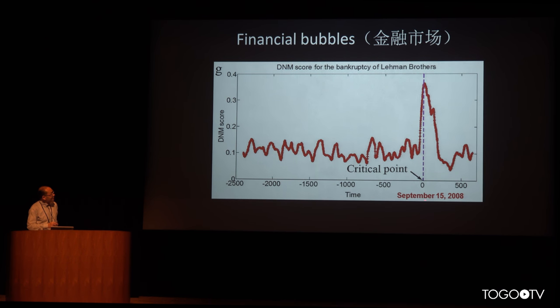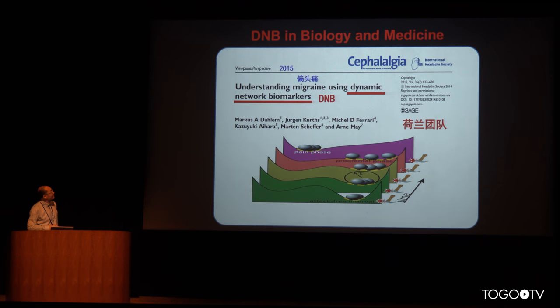This one is the stock market. On September 15, 2008, there was the Lehman Brothers bank shock. They used interbank cash flow and applied the DNB, and just before the New York market crash, they found a very significant signal. This one is also used for disease, using the DNB.